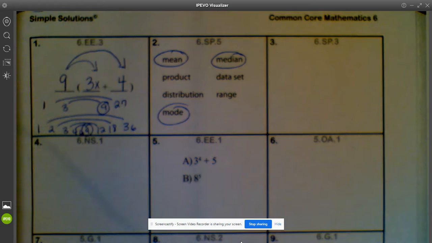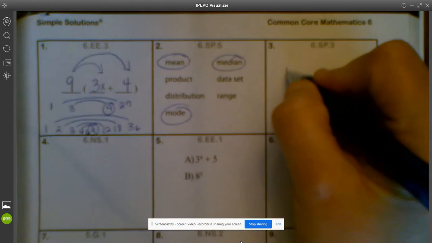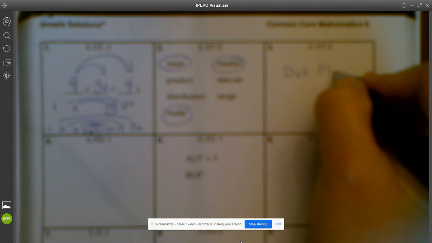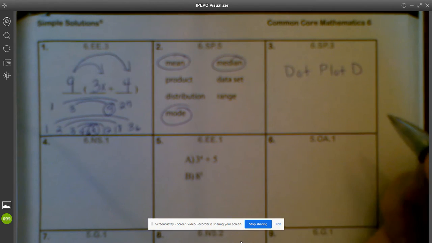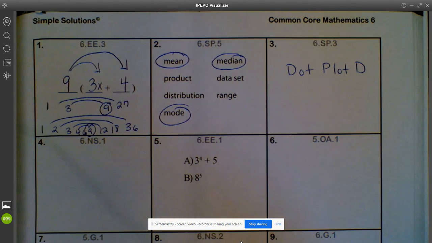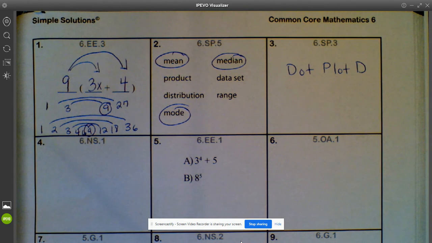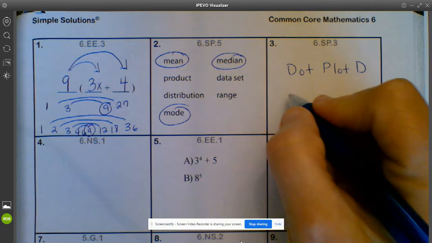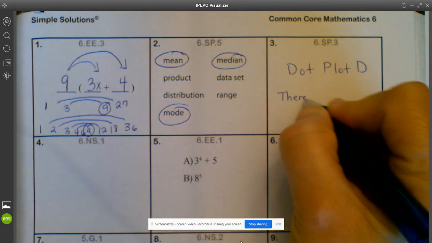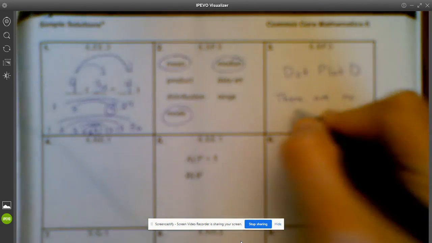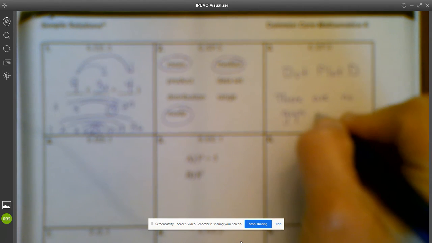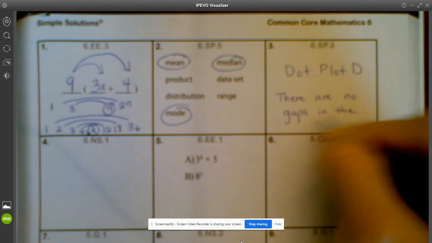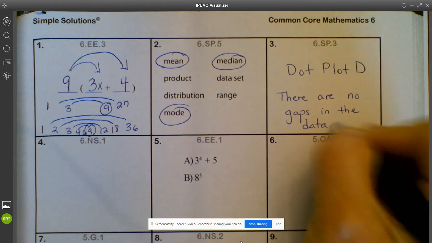So we would have to say that dot plot D is definitely closer. And how do we know? Because there are no gaps in the data.